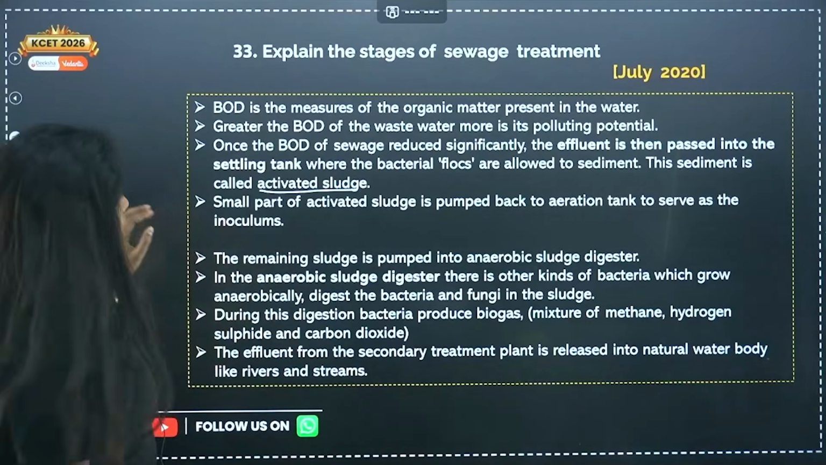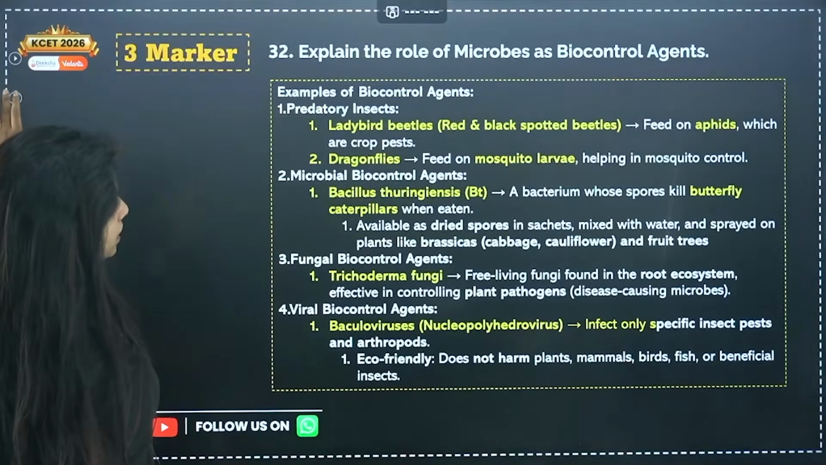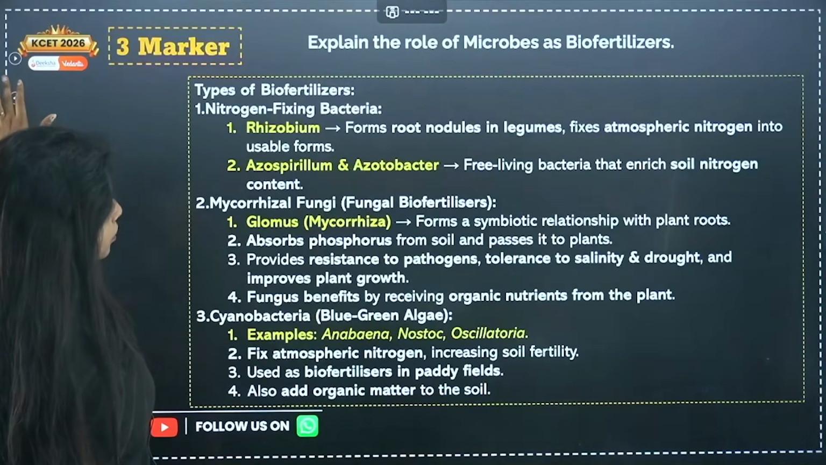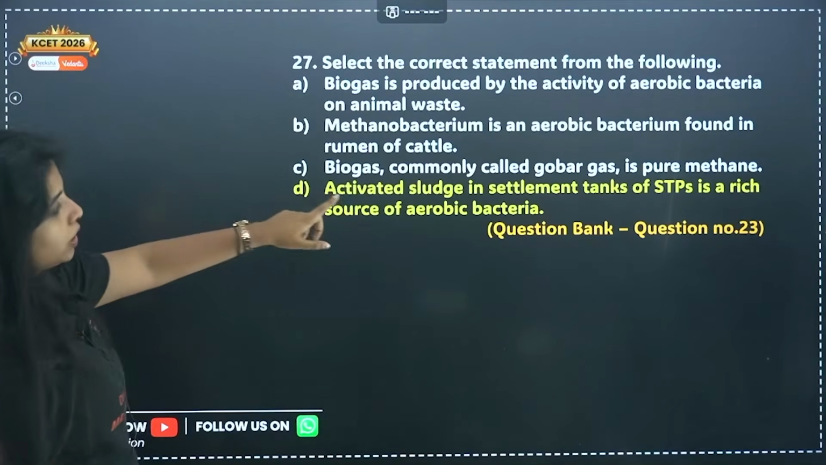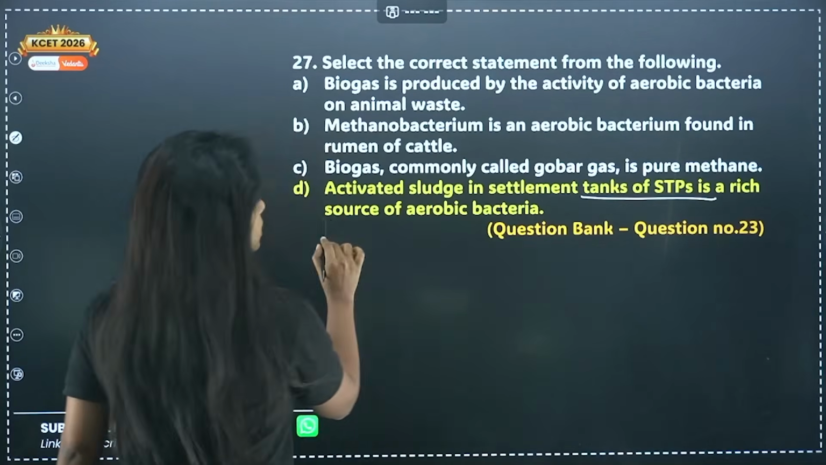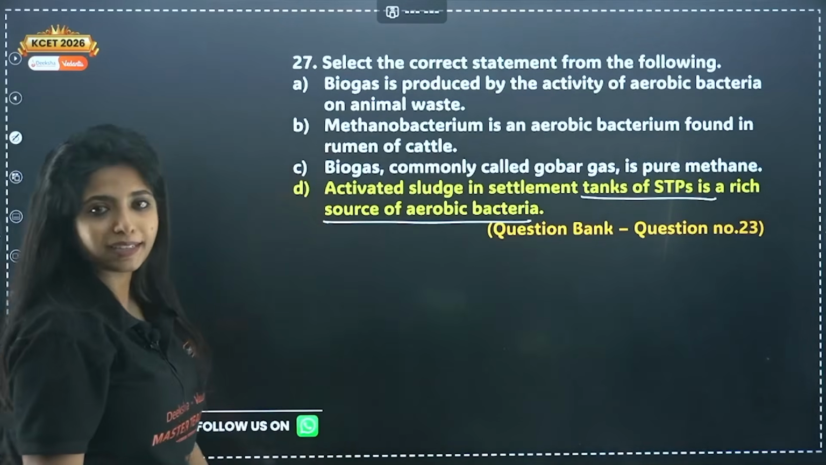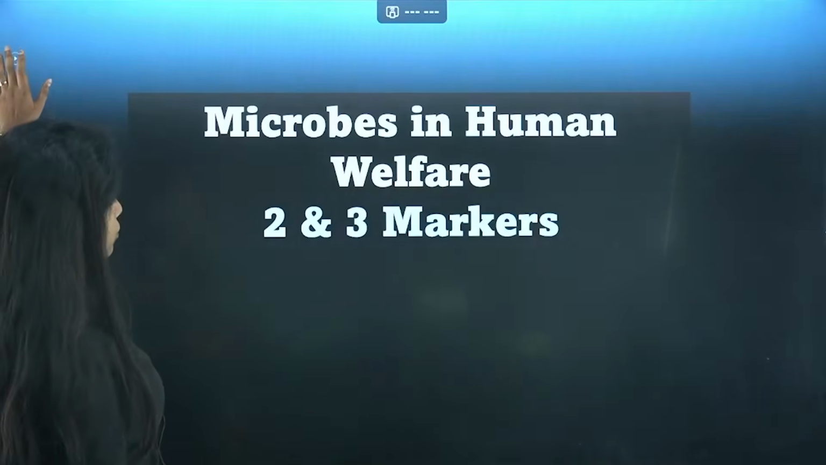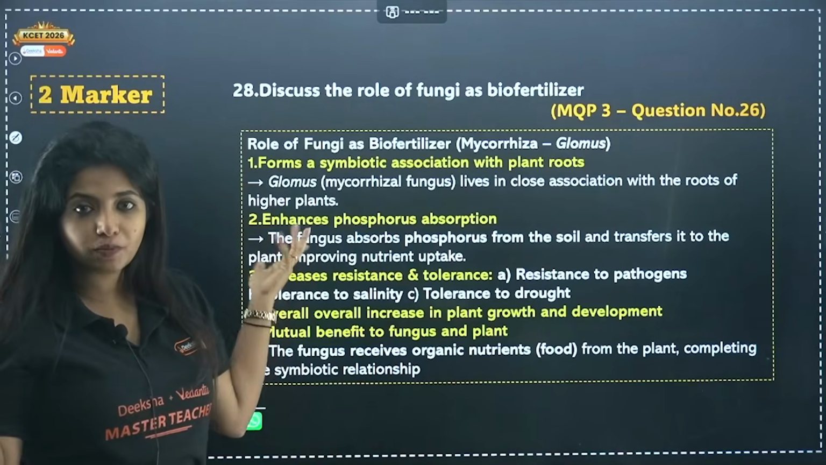That's all. Fine. I hope this is clear. And now, this particular question which was there, it also might be clear. Activated sludge in settlement tanks of STPs is a rich source of aerobic bacteria. Now, 2-3 marker questions which are there. One question we sorted.